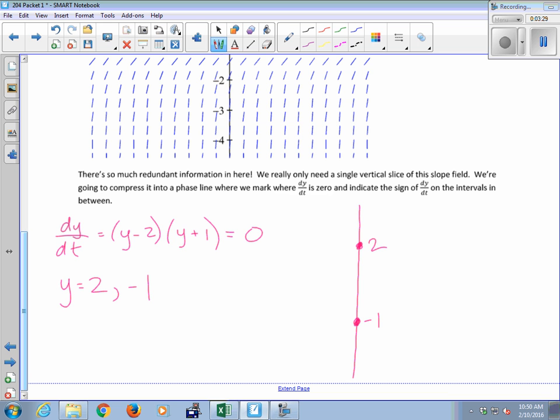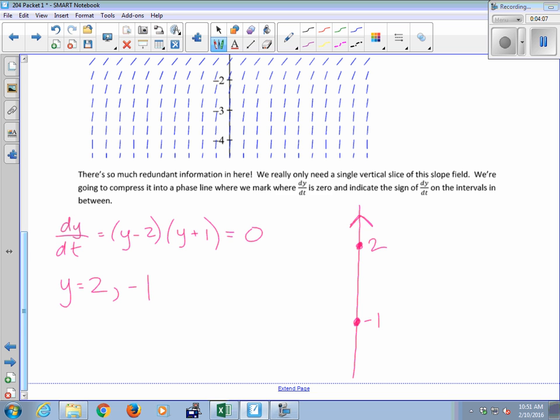So if y is bigger than 2, look at your dy dt. If I plug in a y that's larger than 2, like say 5, do I get a positive value or a negative value? Positive. So 5 minus 2 is 3, 5 plus 1 is 4, 3 times 4 is positive 12. So the fact that I could actually calculate values, I would use that if I was making a slope field, but in a phase line, I only need to know that it's positive. So it's positive, we put an up-facing arrow.